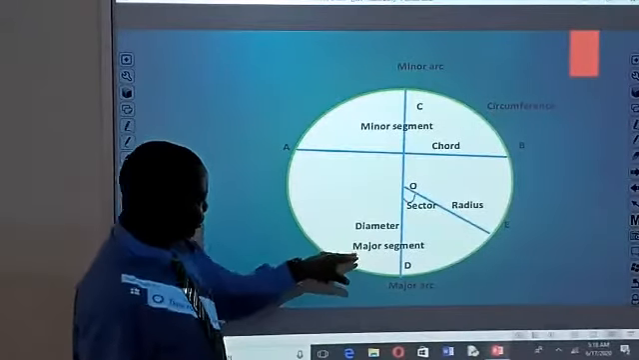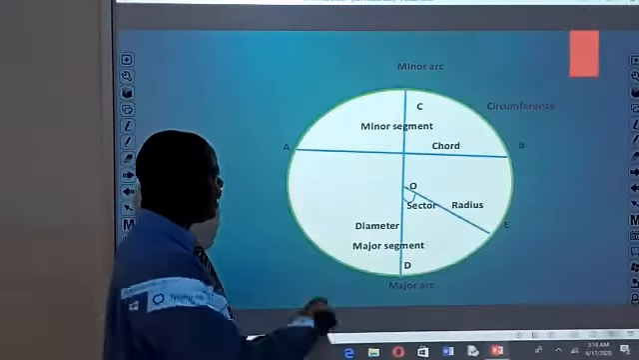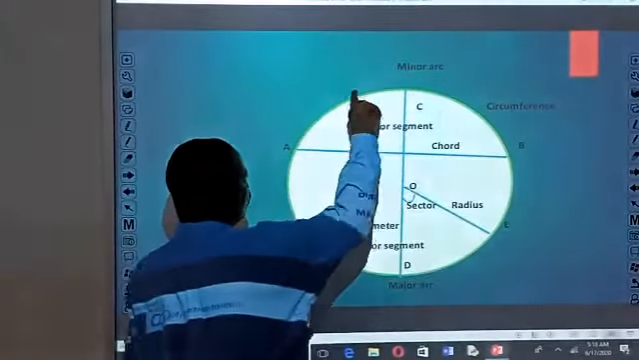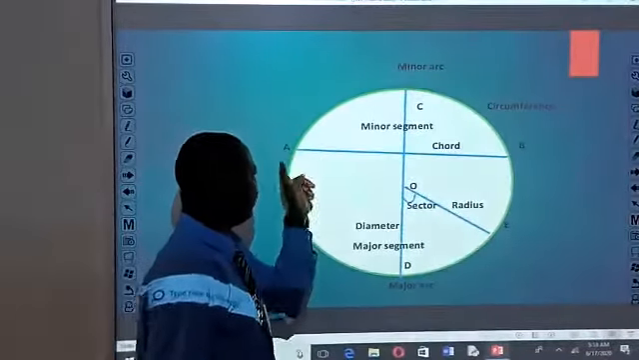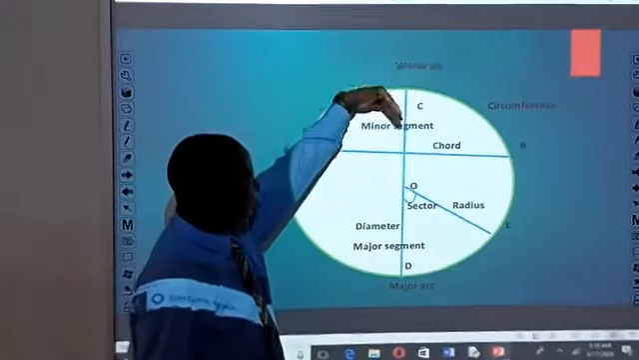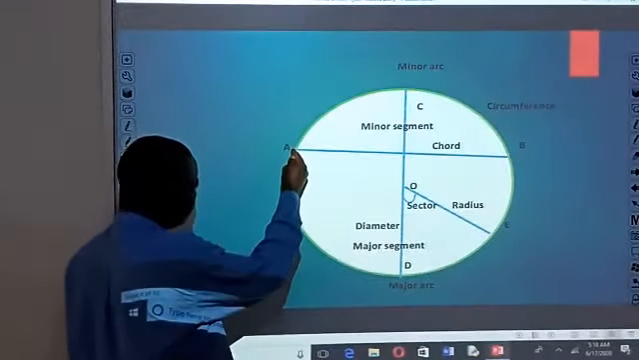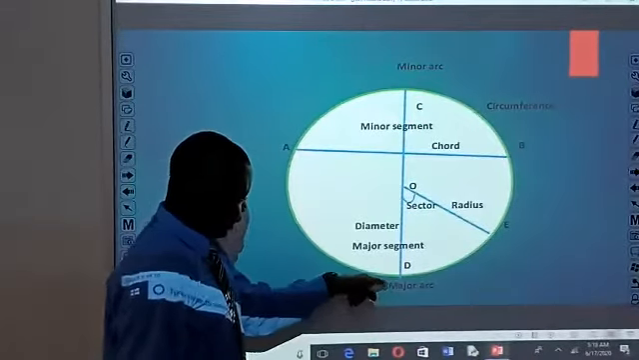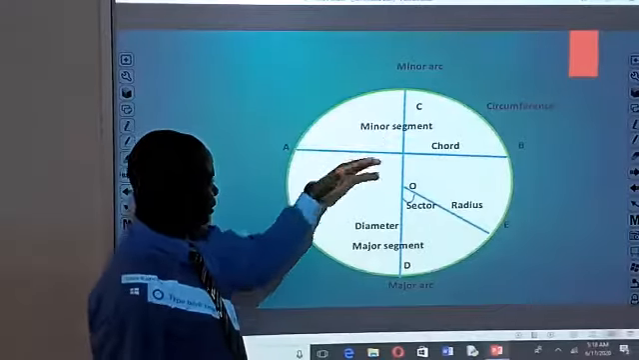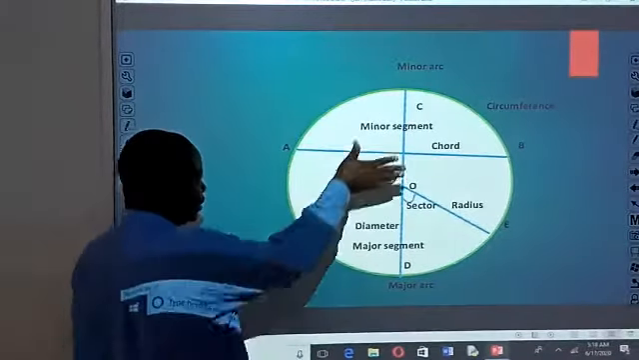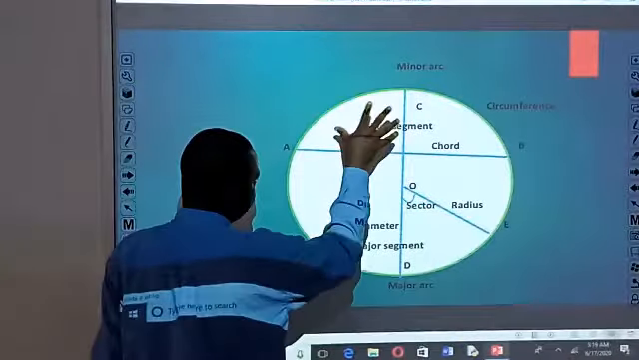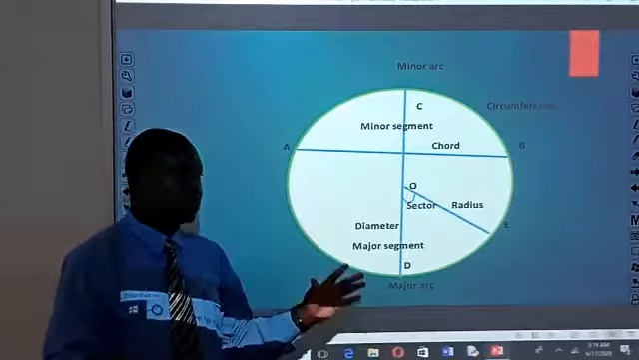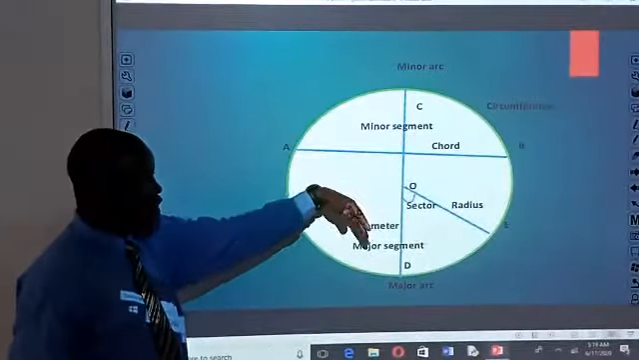Now, looking at the major segment and the minor segment, you discover that the arc, the curve, from this particular point to this point here is known as the minor arc. So the chord separates the minor arc from the major arc. The major arc comes from there, goes across, and ends at this point. That is why they call it a major arc. Then what is called a minor segment and a major segment? This whole part here is what? A minor segment. While this whole part here is what? A major segment. There are a lot of calculations involving all of these components that make up a circle.